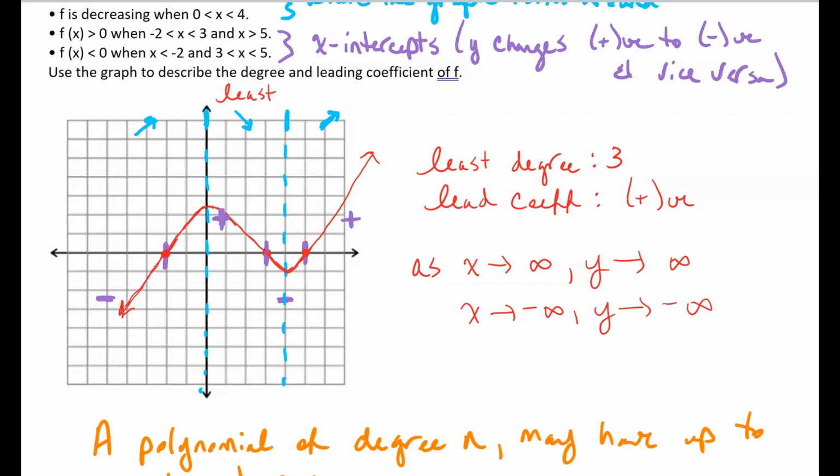Wait, I thought you said that a polynomial of degree n may have up to n minus 1. N minus 1, one fewer. Yes. I was thinking it has 2 turns in it. Oh, I was thinking intercepts. Yeah, turns, not intercepts.